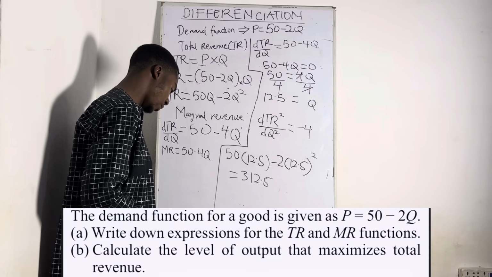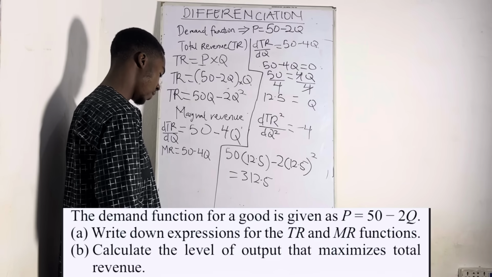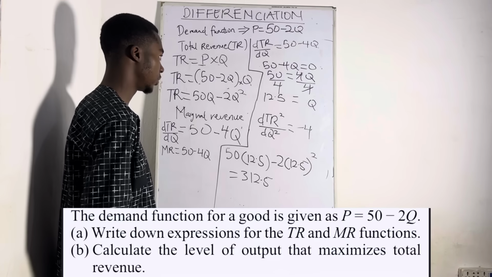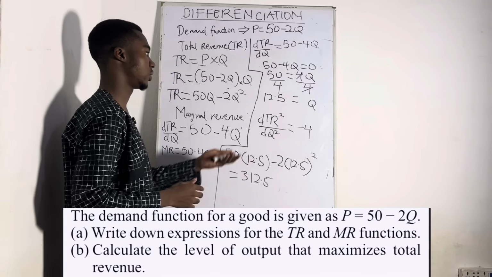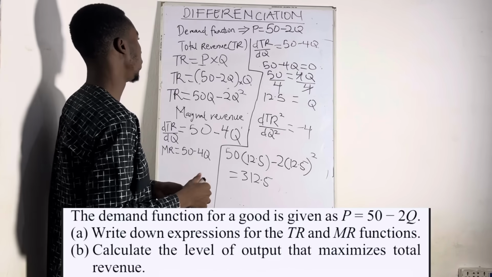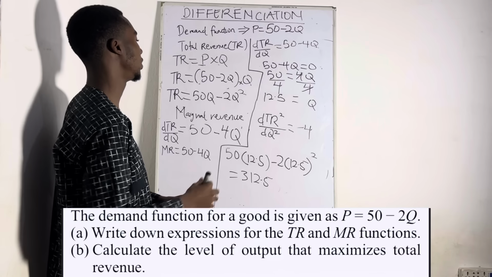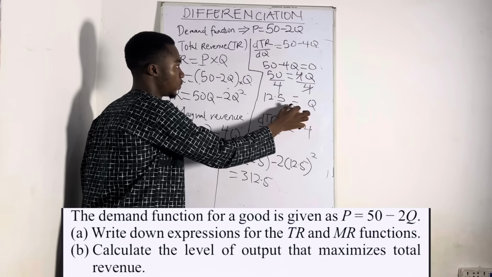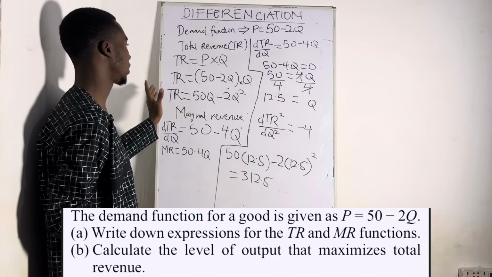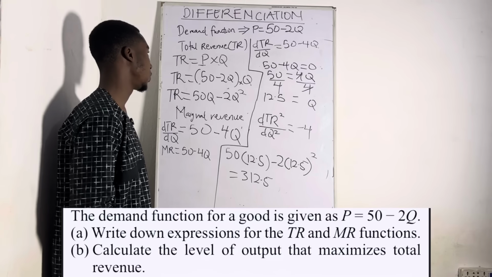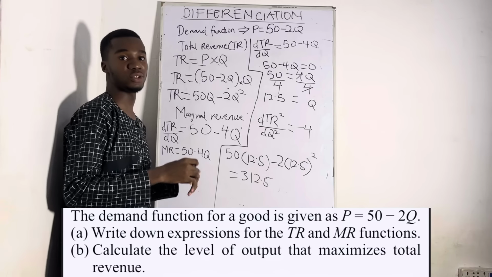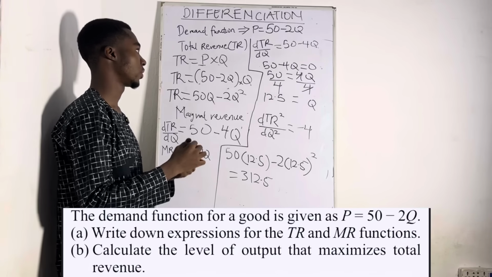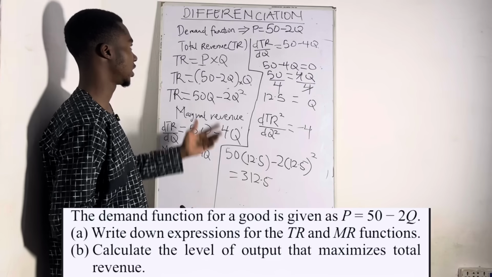But that one was not part of the question. The question just said you should calculate the level of output that maximizes total revenue. So the level of output that maximizes total revenue is 12.5. You get it? You can end there. I was just letting you know in case they ask you for the highest revenue, you just put the maximum output into the revenue function or the total revenue function. And that's how you go about it. You get it? So anytime they give you questions like this, they are just trying to test your knowledge on differentiation. You get it? So this is under applications of differentiation.